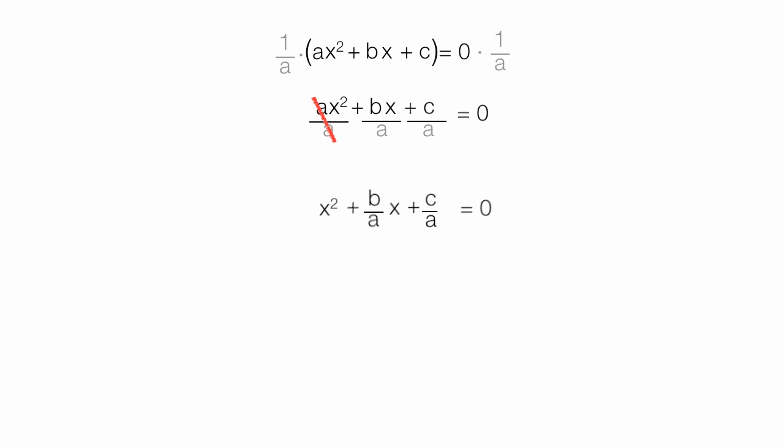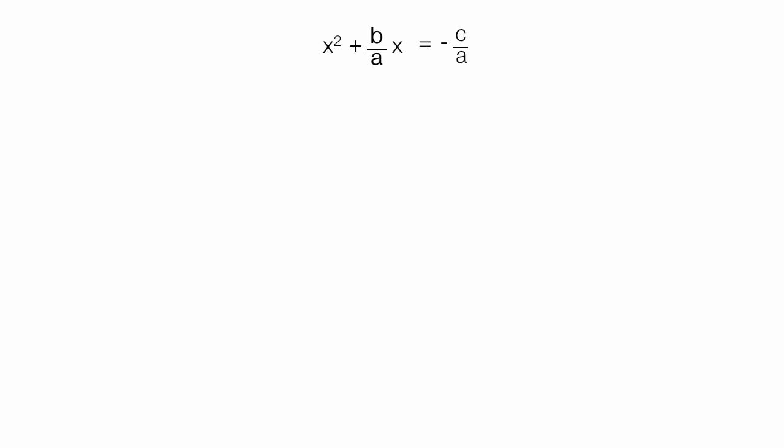Now I want to move that c divided by a to the other side of the equation, or the other side of that equal sign. So I subtract c divided by a from both sides of the equation. I have x squared plus b divided by a times x. The c divided by a's on the left-hand side of the equation cancel out. So now I have negative c divided by a on the right-hand side of the equation.